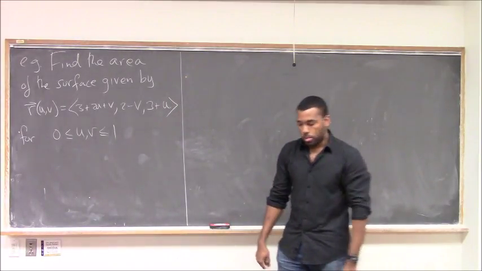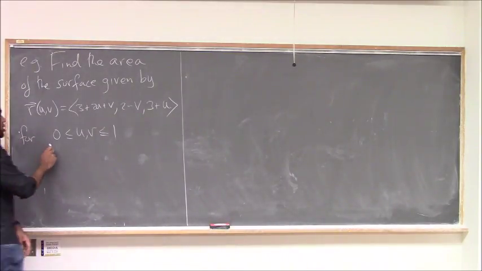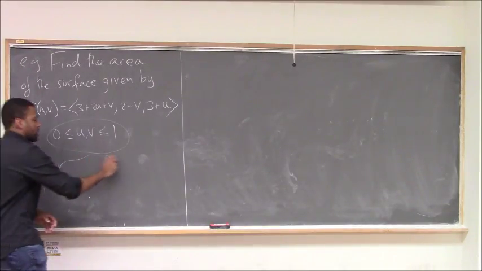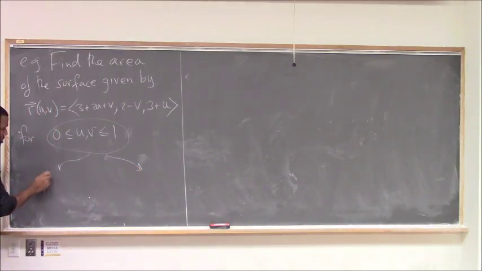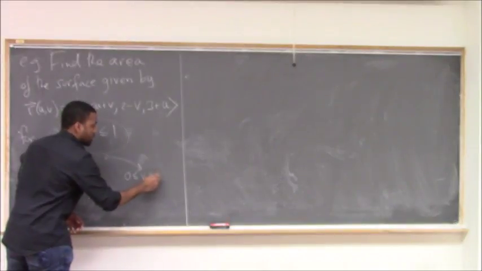Here's an example of a problem. Do we all understand what this symbol means? Yeah, they both go between 0 and 1 individually, right? So if you see something like that, it's just me saying u is between 0 and 1 and v is between 0 and 1.